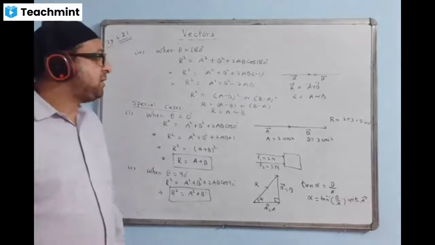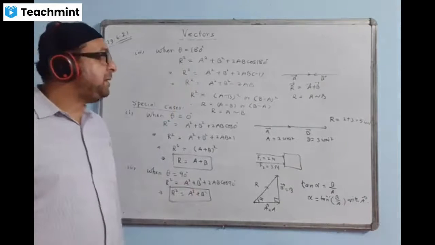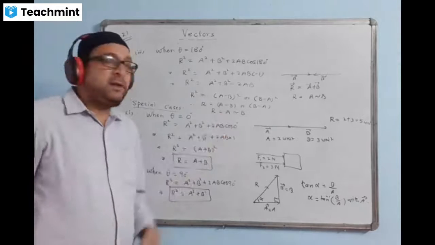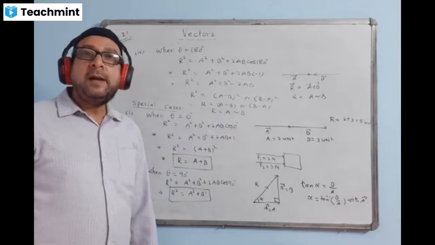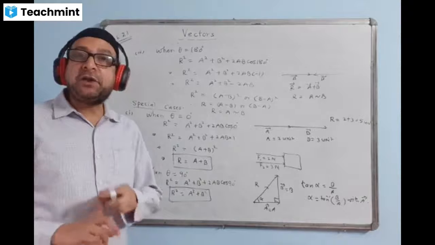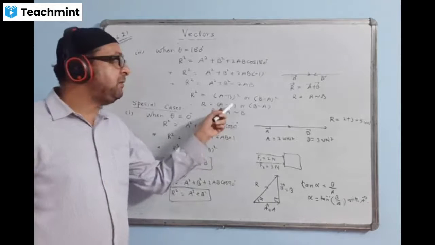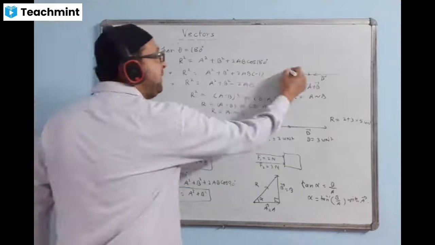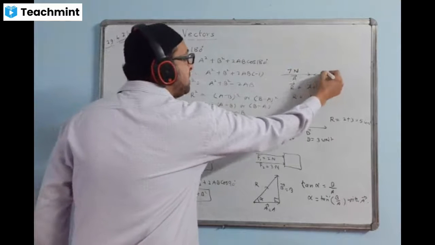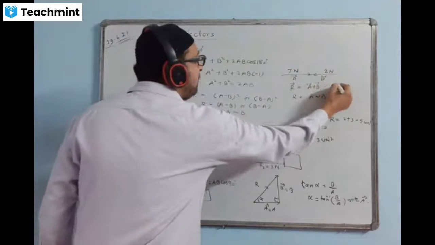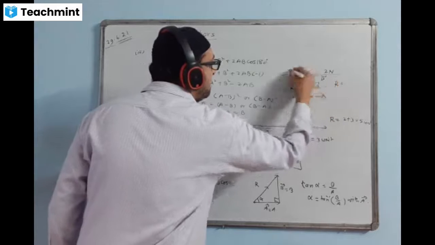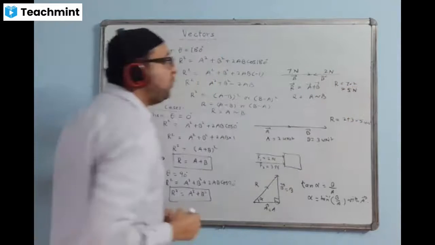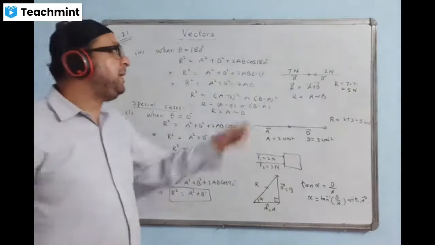Now in the third case, when theta is 180 degrees, that means the resultant will come by subtraction, A minus B or B minus A. And the direction will be the direction of the bigger one. Suppose A is 7 Newton and B is 2 Newton. What is the value of the resultant magnitude? The resultant will be 7 minus 2, 5 Newton. But in what direction? Which direction is dominating here?